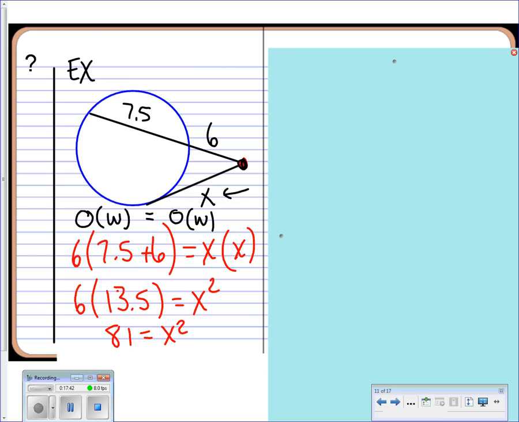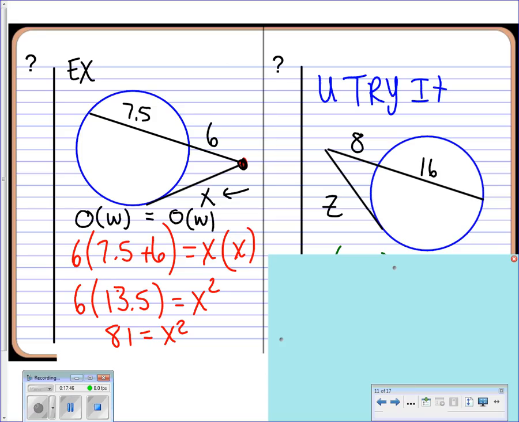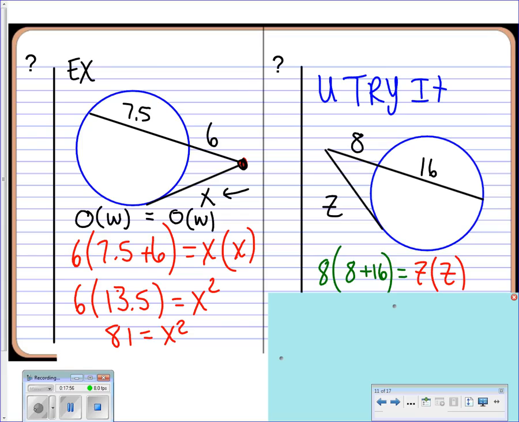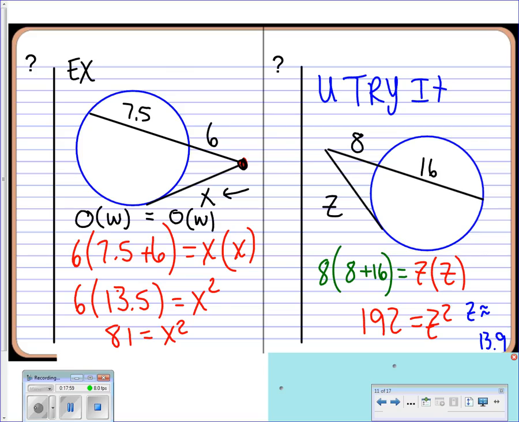And of course, at this point, we have to take the square root of both sides, and x would equal 9. All right, now it's time for you to try it. Go ahead and draw this picture in, write an equation, see if you can solve it. Did you get the equation I did? I hope so. Let's continue going.